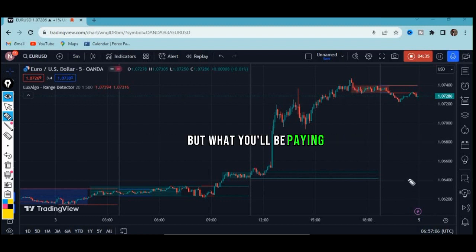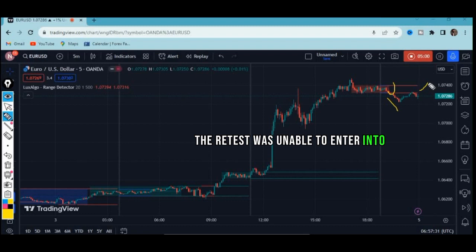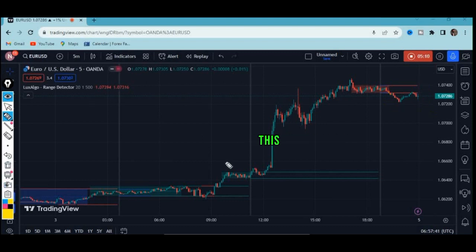But what you'll be paying attention to and concentrating on right here is waiting to see where the market will break out to, or rather waiting for a breakout. That's what I want to talk about right now. What is basically happening over here? We got a breakout right here. The market really proceeded to the downside, and so what we expected is a retest. The retest was unable to enter into the ranging channel, and so it proceeds to the downside. So there is a probability of this market proceeding to the downside on the live market. That's how you can use this indicator to execute trades.